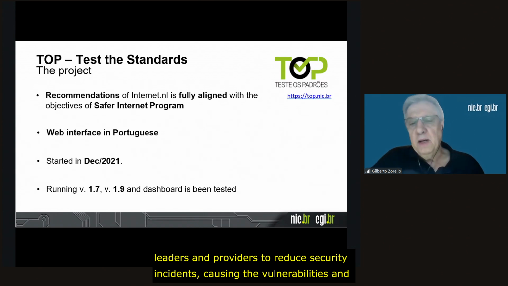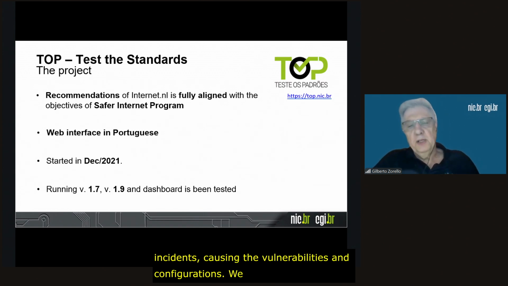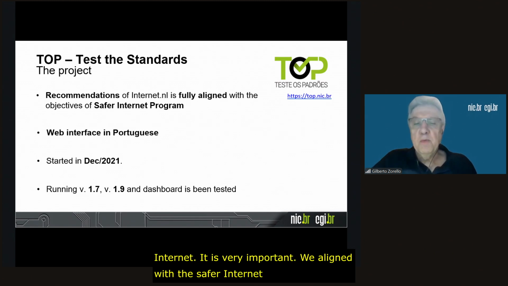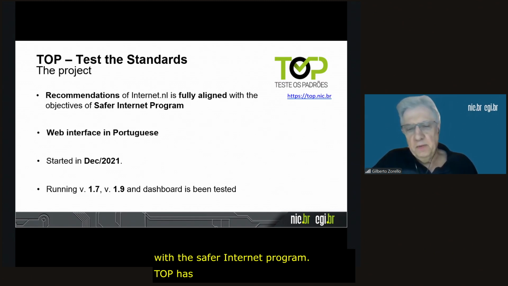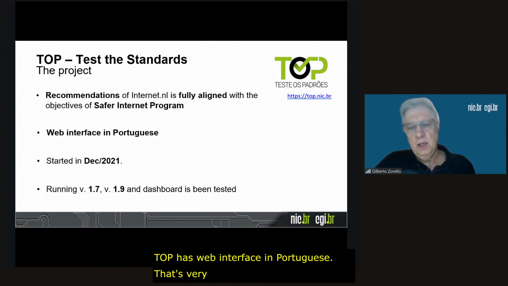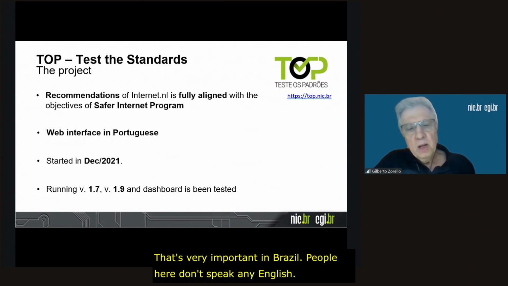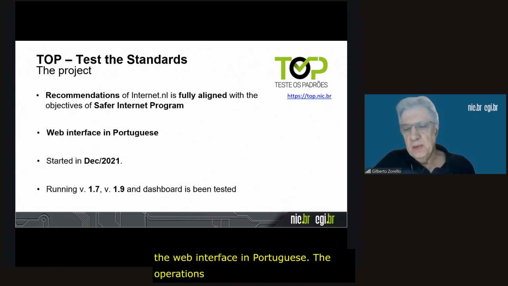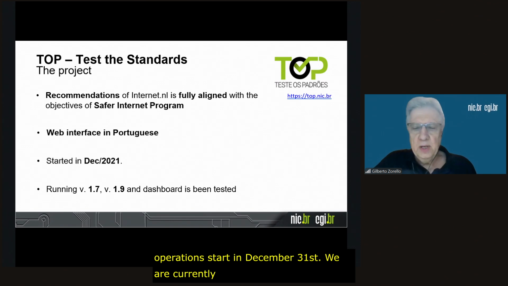We are interested in Internet.nl. It's very important because its recommendations are fully aligned with the objectives of the Safer Internet program. TOP has a web interface in Portuguese, very important in Brazil because people here don't speak English, so we need a web interface in Portuguese. Its operation started on December 21st. We are currently running version 1.7 and testing 1.9, and we intend to release the dashboard too.